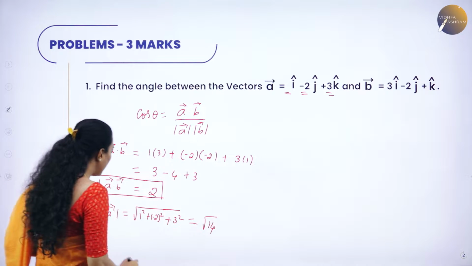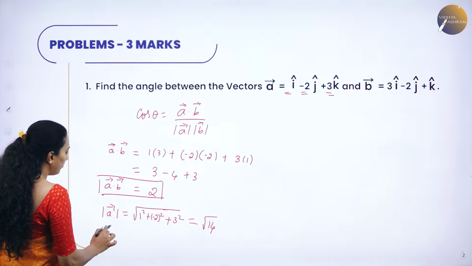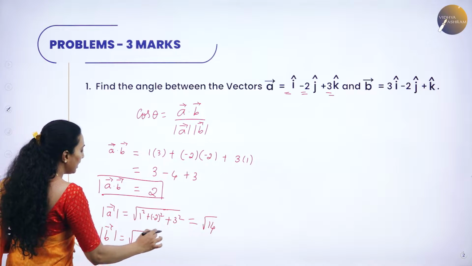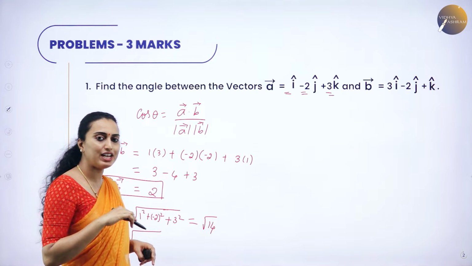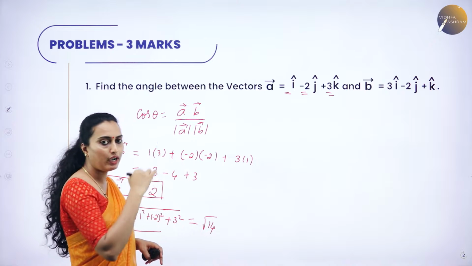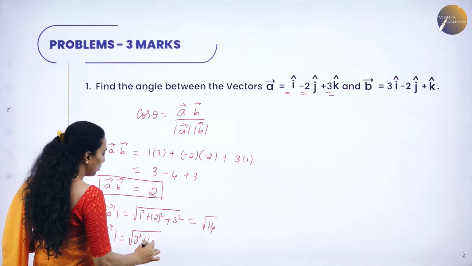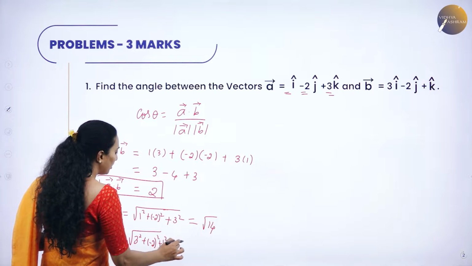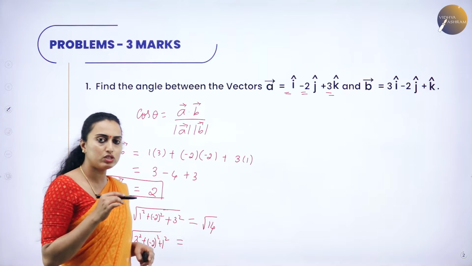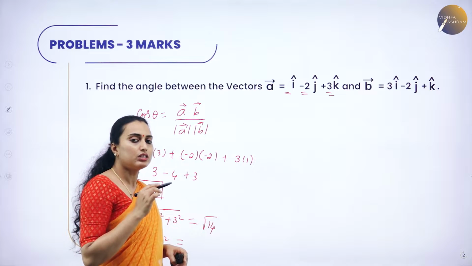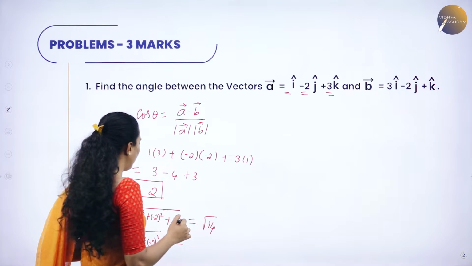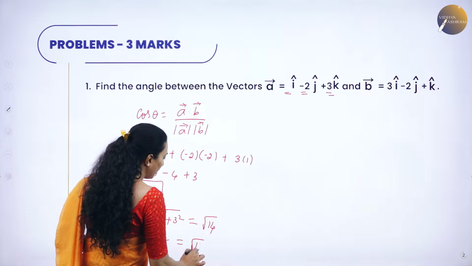Okay. Similarly, let us calculate magnitude of B vector, which is given the same way: you have to take the coefficients of i, j, k, 3, minus 2 and 1. So 3 squared plus minus 2 whole squared plus 1 squared, which is 3 squared is 9, minus 2 whole squared is 4, 9 plus 4 is 13, 13 plus 1 squared is 14. So under the root 14.